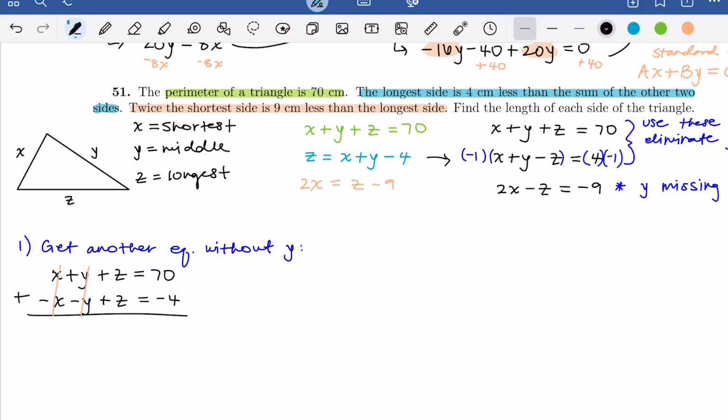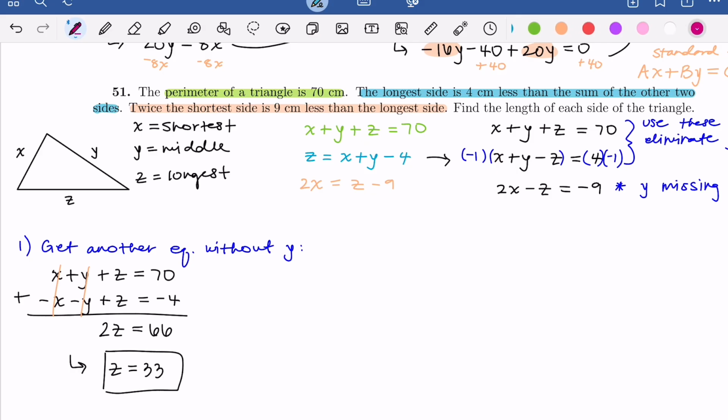This leaves us with just a 2z on the left-hand side. So we're going to have 2z, and then on the right-hand side, we're going to have 66. So we can automatically solve for z by dividing both sides by 2. Okay, so now our second step is we're going to plug in this known value if possible. So we'll plug in the value that we found.